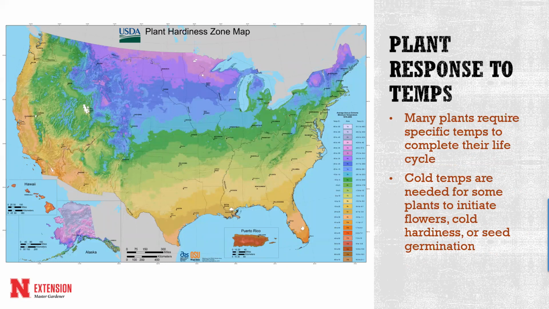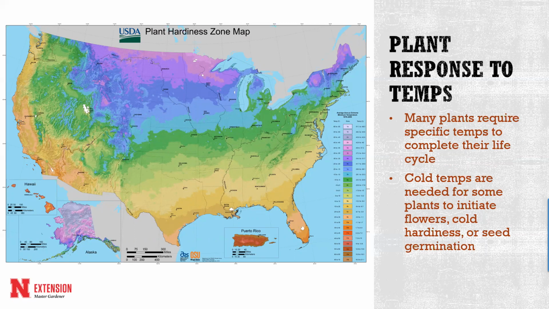So here is the USDA map. This map has been developed for the United States. It shows the plant hardiness across the country. These are the average lows that happen in those areas, and all the zones are divided by 10-degree increments. So from the top to the bottom, you're going down about 10 degrees per zone.